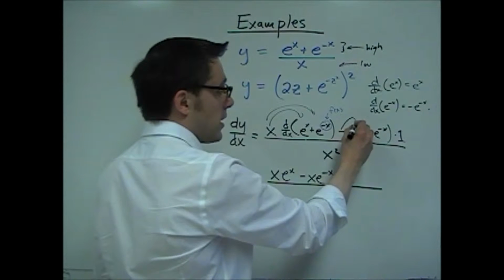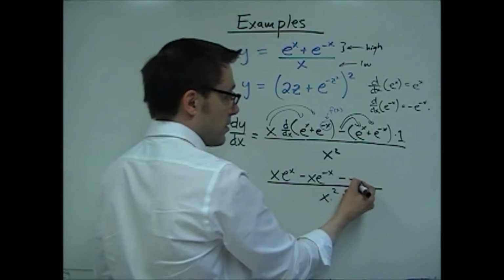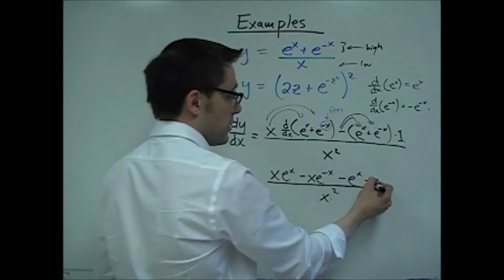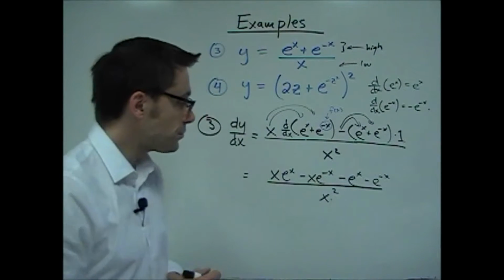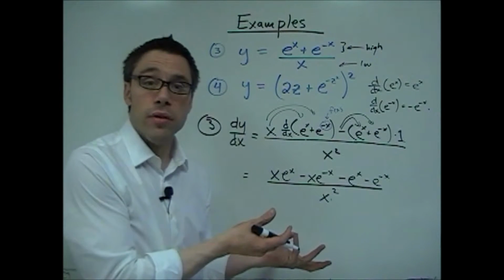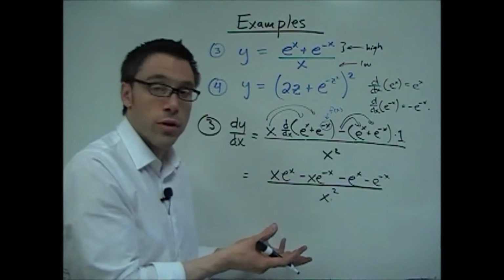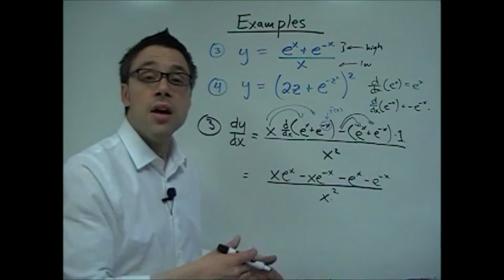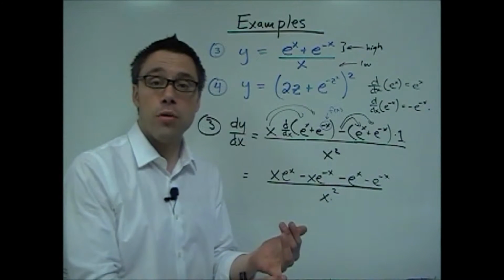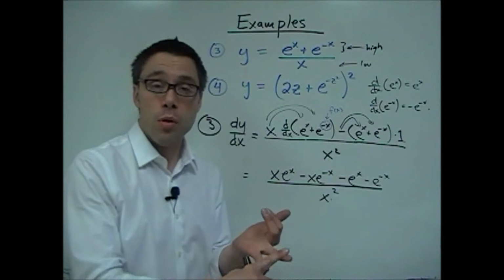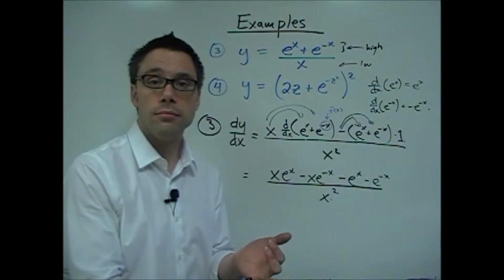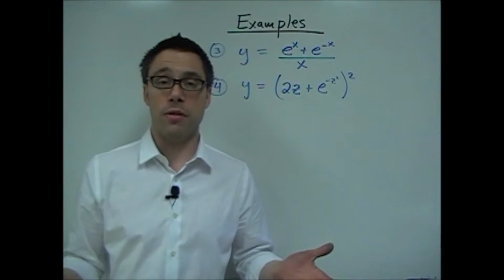And I can now distribute this negative sign across. So I have minus e^x minus e^(-x). Okay, and that's my derivative. That's as far as I can go. I don't see that I can really simplify this any further. Okay, so again, I used the shortcut rule for exponentials and the quotient rule all together. So now let's look at number 4.